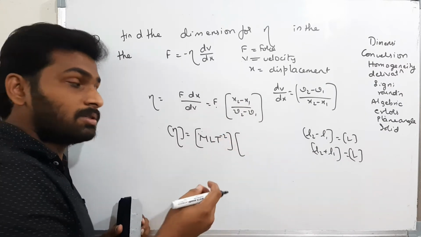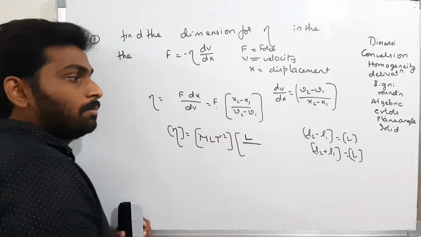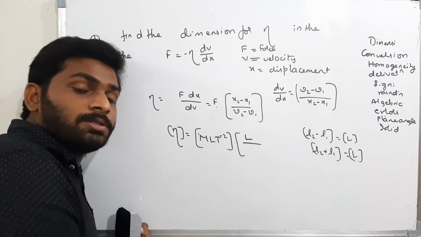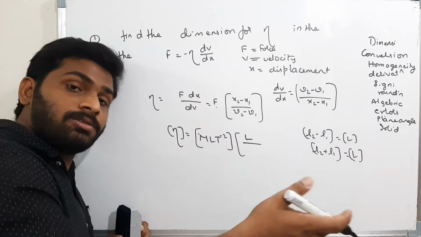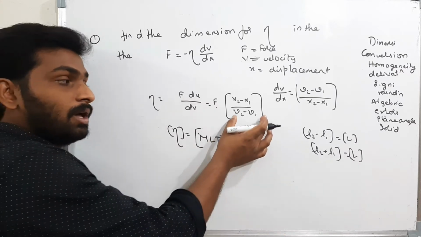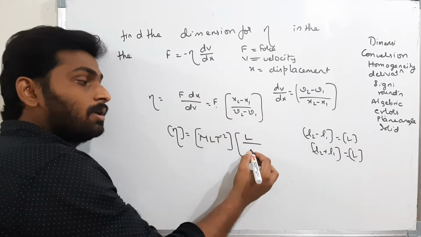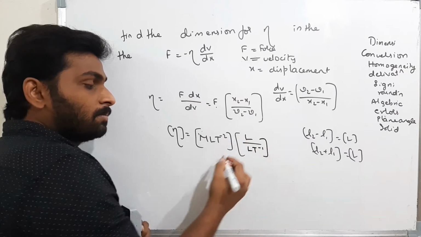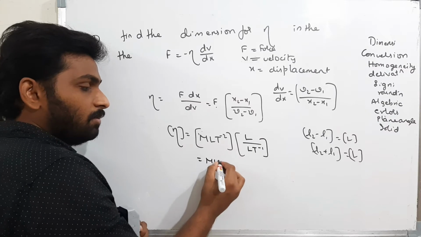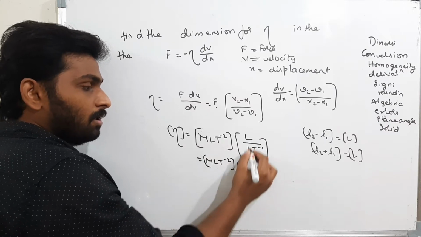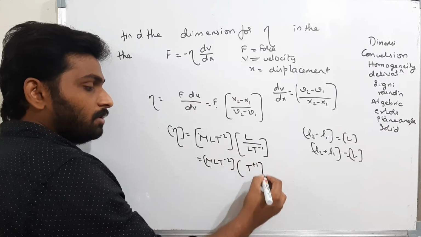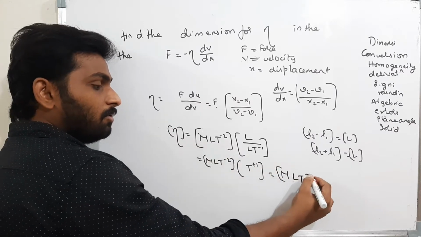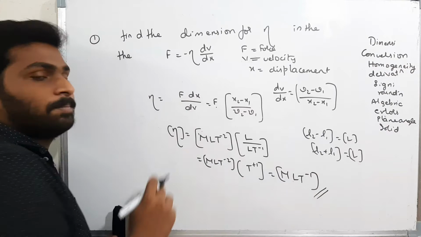That means the dimension is L divided by v2 minus v1. For example, 10 meters per second minus 5 meters per second, the final answer is only a velocity, 5 meters per second. Therefore, the dimension for v2 minus v1 is nothing but v, that is L T power minus 1. Therefore, M L T power minus 2 times T power plus 1. Therefore, the answer is: the dimension for eta is M L T power minus 1. This is the dimension for eta.